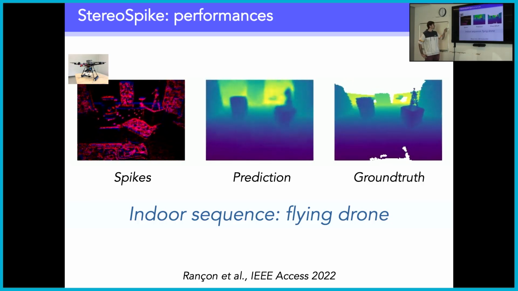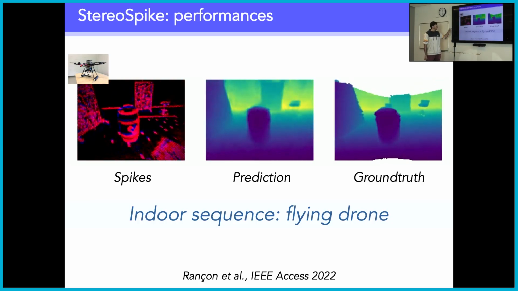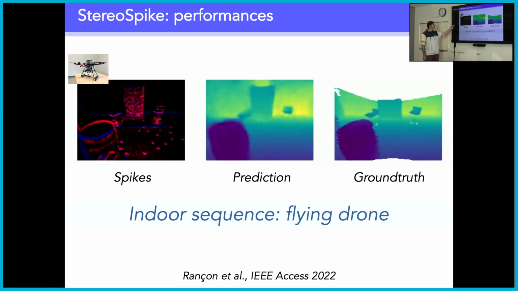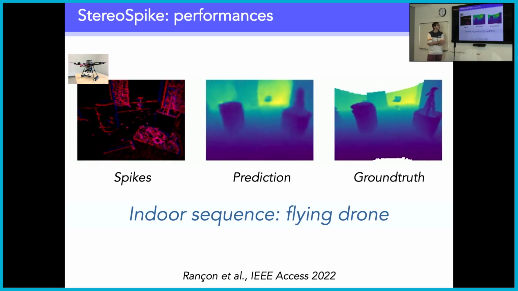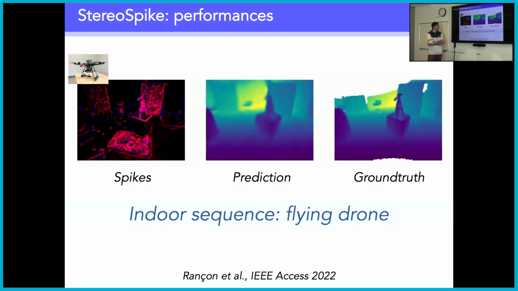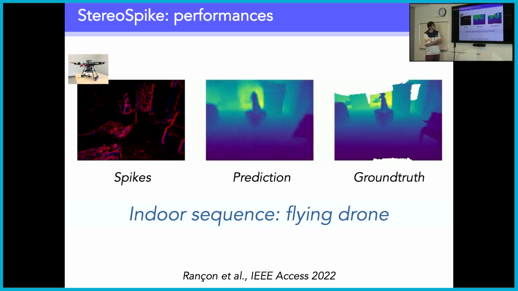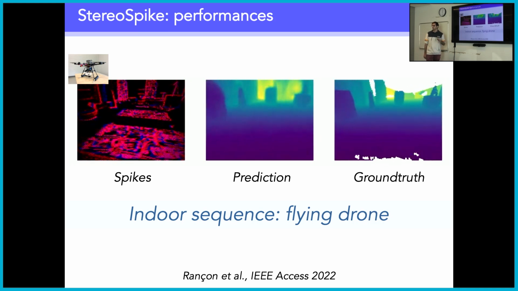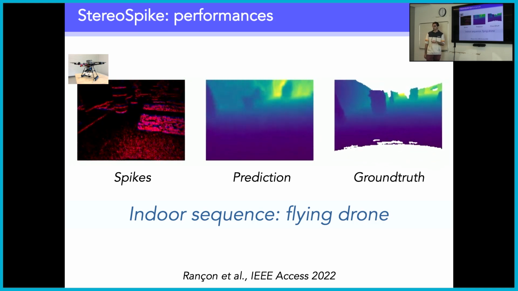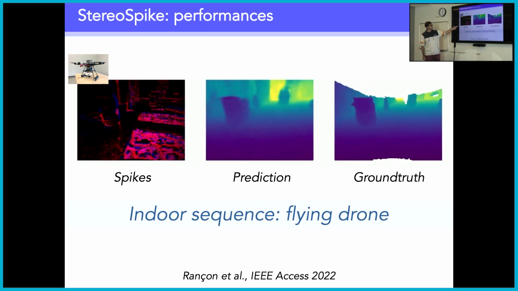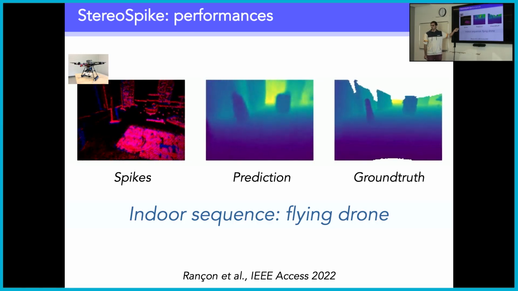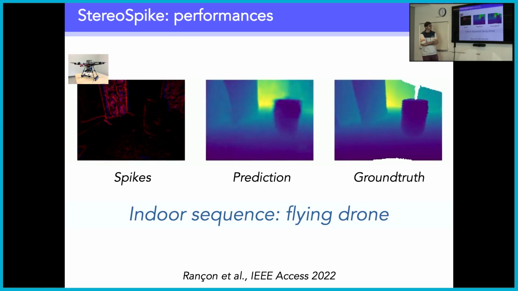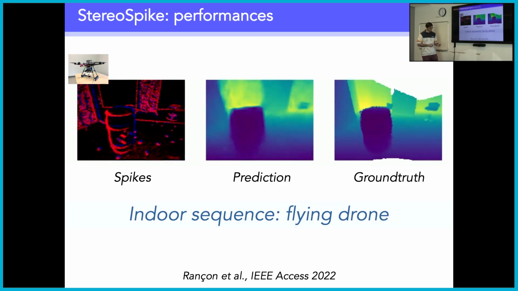So these are data that were captured by a drone. This drone is navigating in an indoor environment. Here, again, red and blue pixels are on and off spikes. The ground truth is on the right. The ground truth here is obtained through the LiDAR that was embedded on the drone. And here are the dense predictions from StereoSpike. And you can see that qualitatively they're rather accurate.